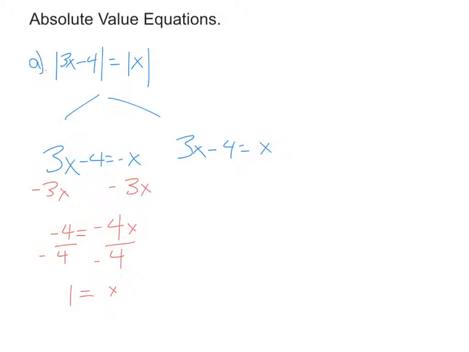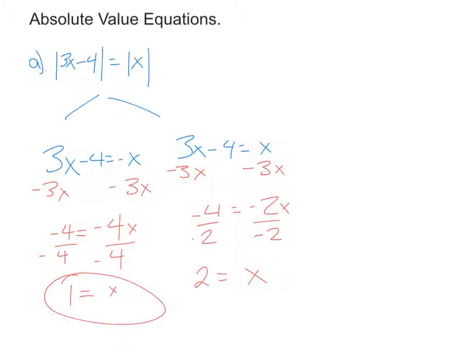Then if I do that same work on the other side, I'm going to still subtract 3x. And I get positive x minus 3x is negative 4 is equal to negative 2x. I divide both sides by negative 2. And I get 2 is equal to x. So those are your two solutions, there and there.